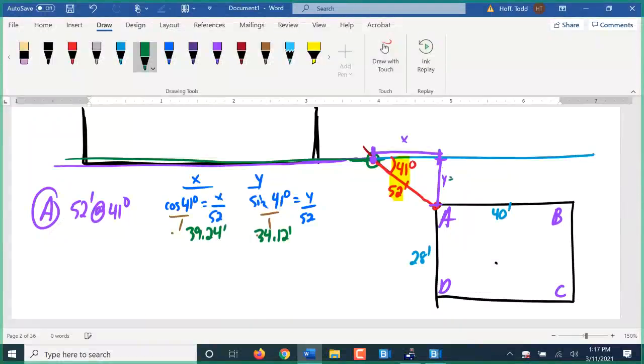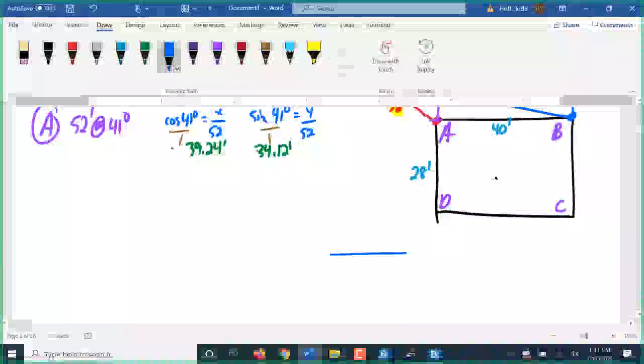So this is 34.12 feet. This here is 39.24 feet. Well, for corner B over here, there's going to be a new triangle. That new triangle is going to look like this. That new triangle is going to have dimensions.